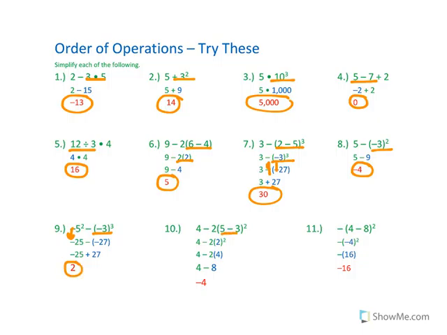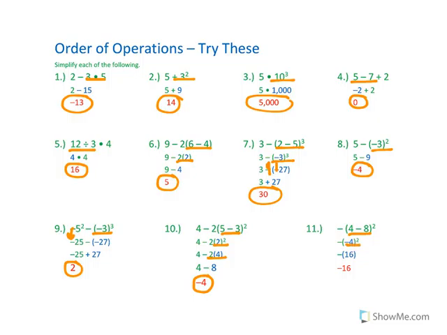Do what is inside parentheses first. 4 take away 2, and then you're going to multiply that by 2 to the second power. 4 take away 2 times 4. Do that first. 8. 4 take away 8 is negative 4. We're going to do what's in parentheses first. 4 take away 8 is negative 4.